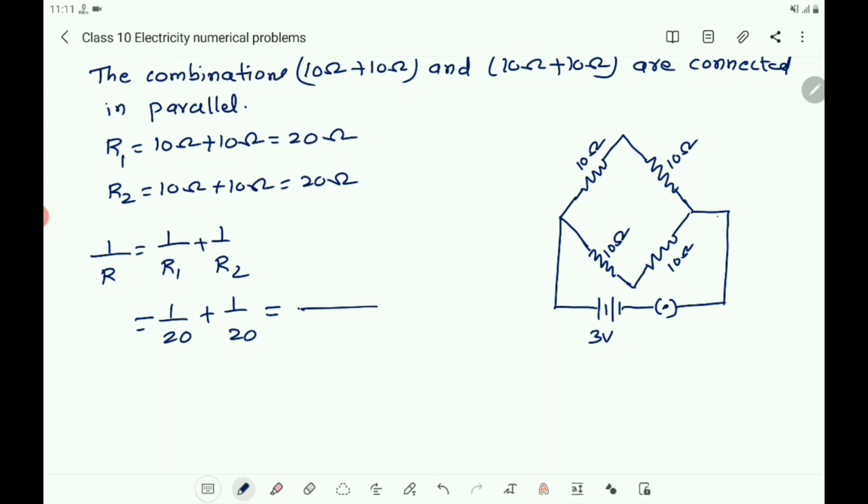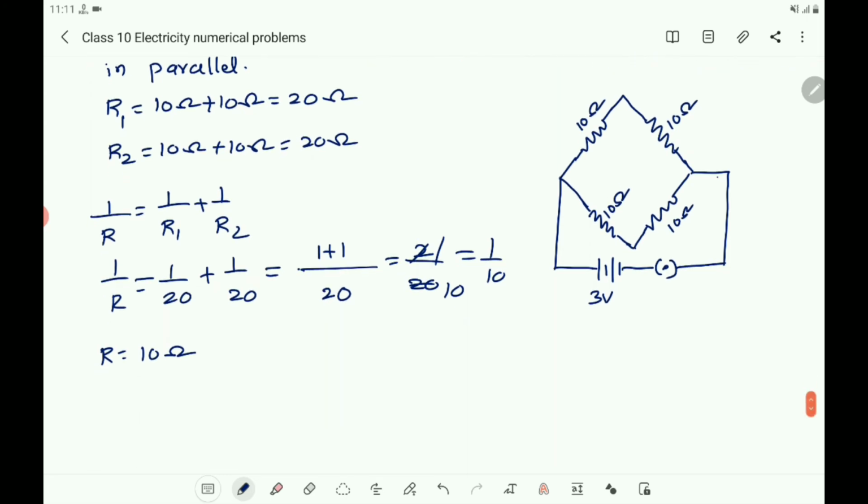So the LCM is here 20. Then you will get 1 plus 1 equals 2 by 20. 2 1s are 2, 10 2s are 20, so 1 by 10, that is 1 by R equals 1 by 10. So you will get R equals 10 ohm.